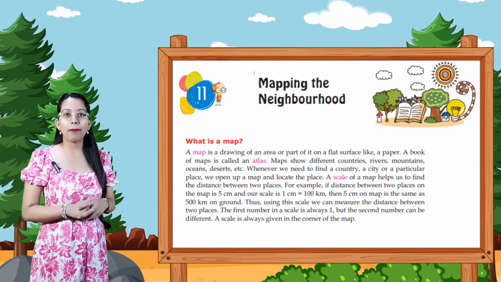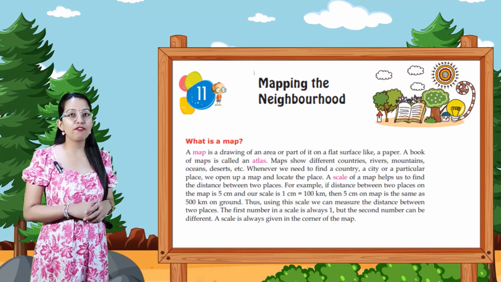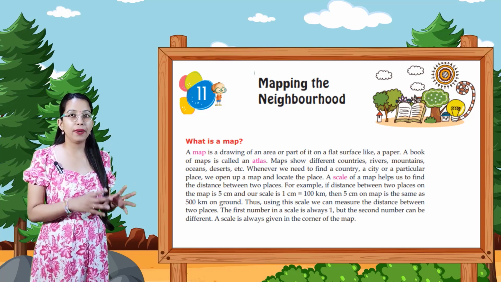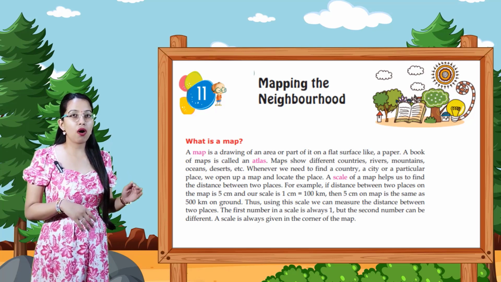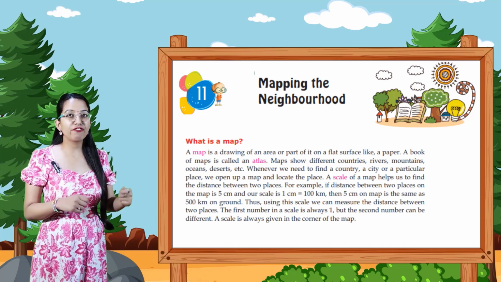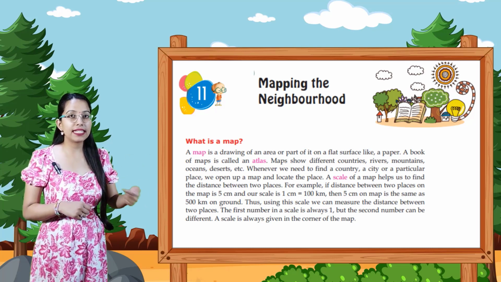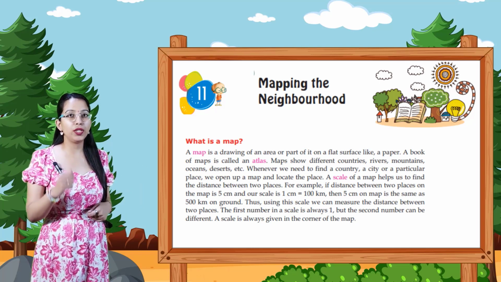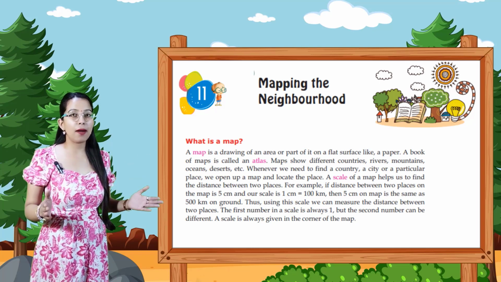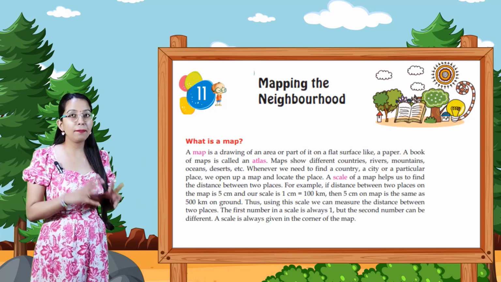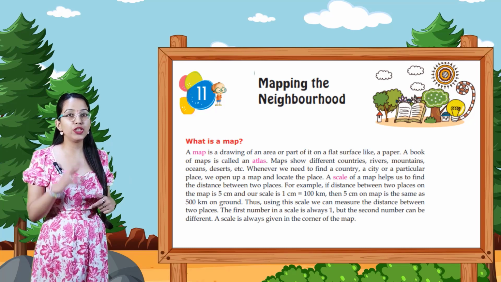What is a map? A map is a drawing of an area or part of it on a flat surface like a paper. A book of maps is called an atlas. A map shows different countries, rivers, mountains, oceans, deserts, etc. Whenever we need to find a country, a city or a particular place, we open up a map and locate the place.